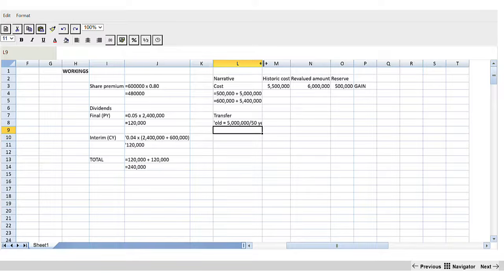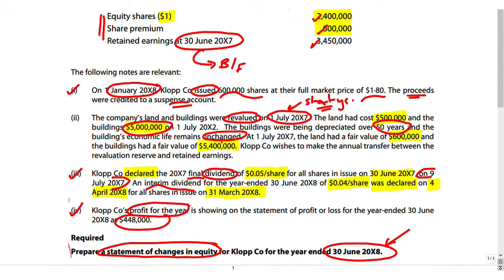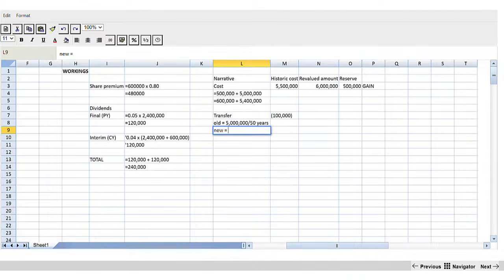Excellent, there we go. So what does that work out at? Is that 100,000? Excellent. And then the new that we have, what have we got there? The new is the fact that we've got 5.4 million. But remember, it's depreciated over its remaining useful life. Is that 45 years? Excellent. There we go.